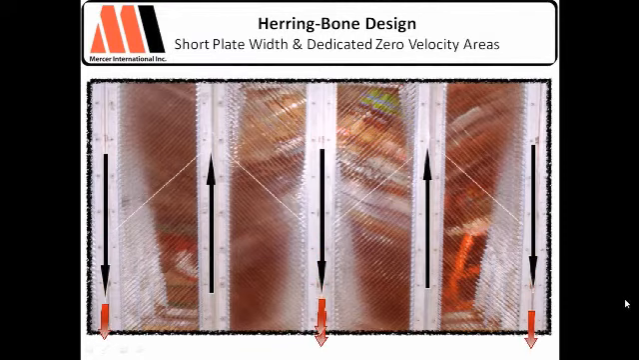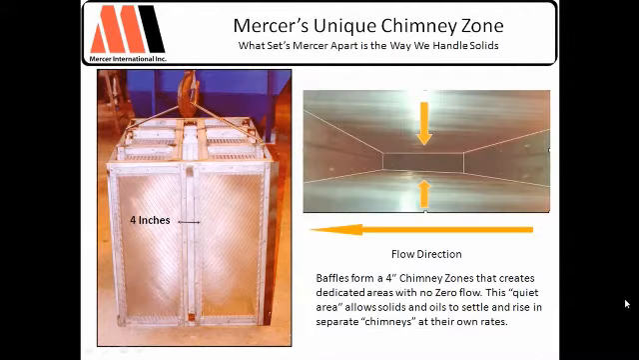And by being able to process solids down and out, you're going to extend the time between cleanings, and you're actually going to stay in compliance much longer. On our next slide, we'll see a different view. Here's the coalescer. It's a nice 4 inches deep. And here you can see this chimney zone goes the full width, the full flow direction of the coalescer.